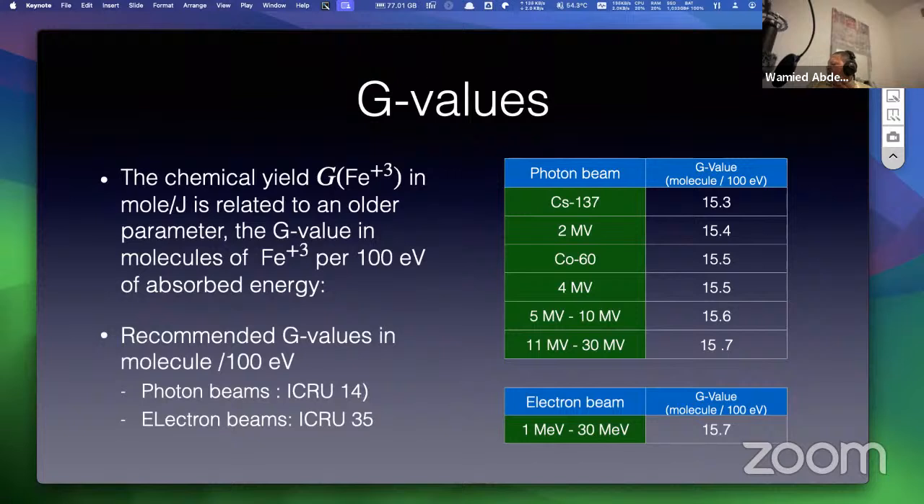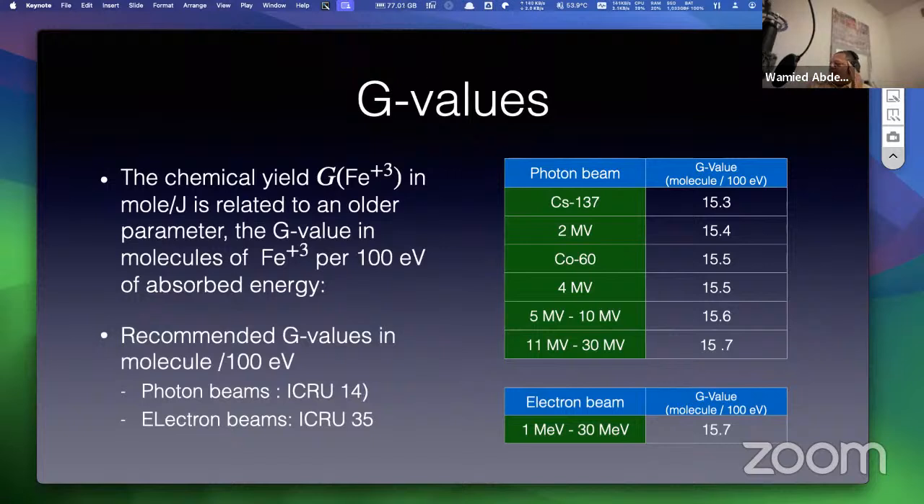It's basically how many ions or molecules of Fe3 we can produce per 100 electron volts. It's something similar to W over E, or W air. W air is basically the ions produced... sorry, it's the amount of energy required to produce one ion. This is reversed, it's the opposite.